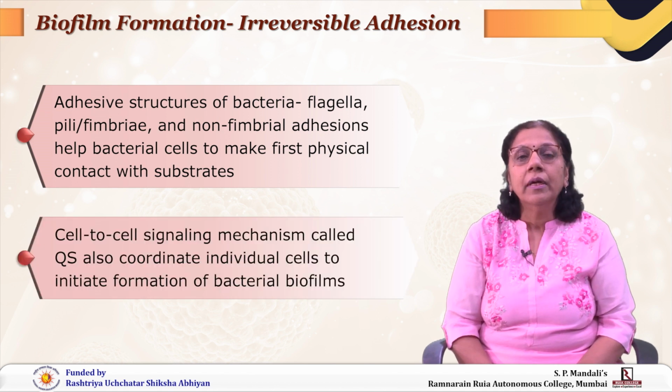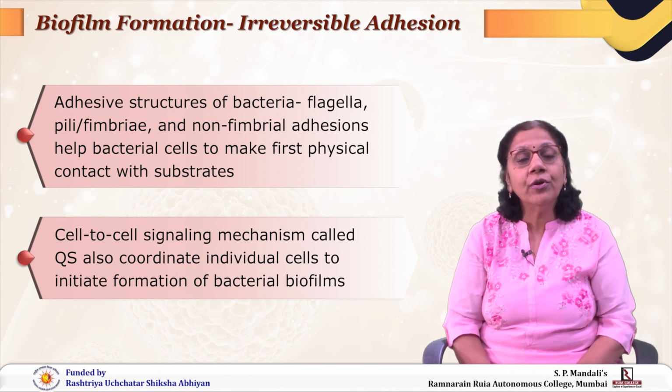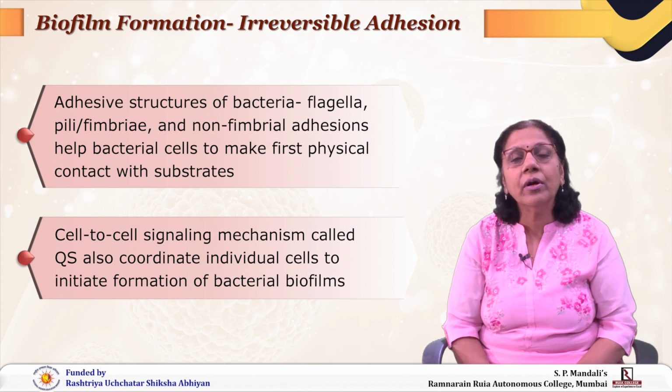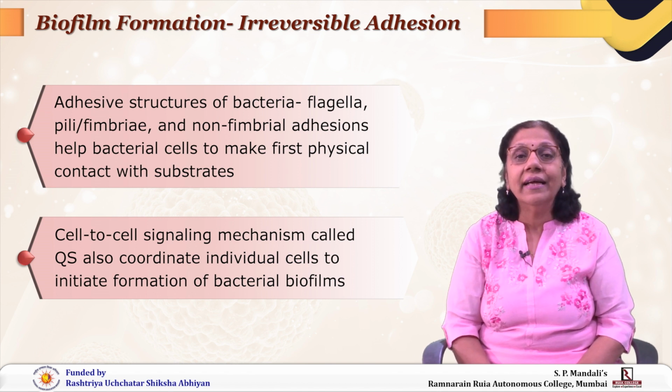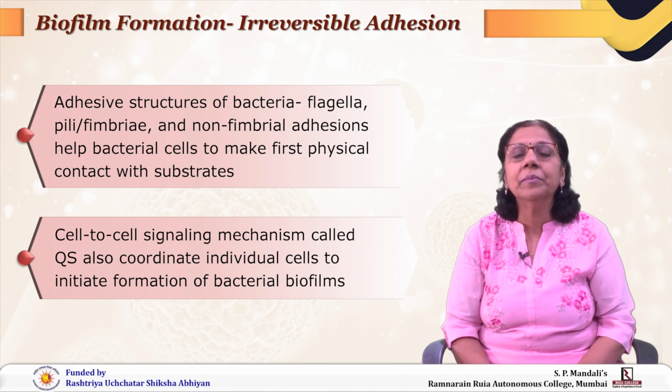Once the microorganisms adhere to the surface irreversibly, they multiply, and the multiplication of the microorganisms attached to the surface leads to a very interesting phenomenon of quorum sensing, that is cell to cell communication. Quorum sensing between the microorganisms leads to expression of different genes in the microorganism and therefore a different phenotypic expression.